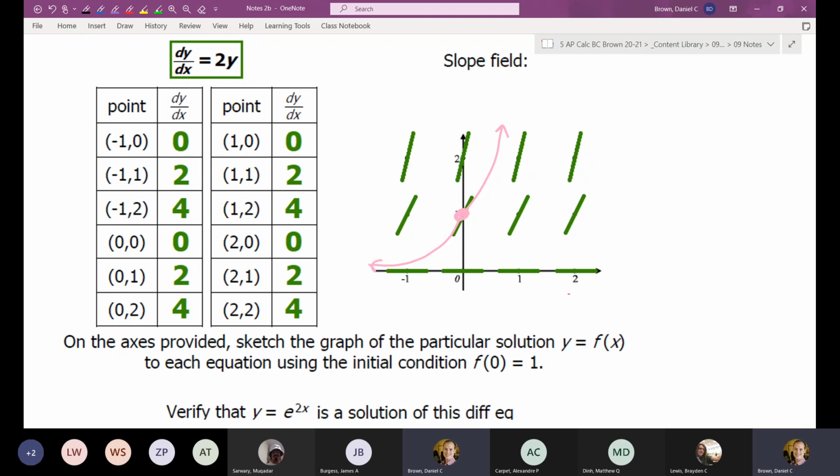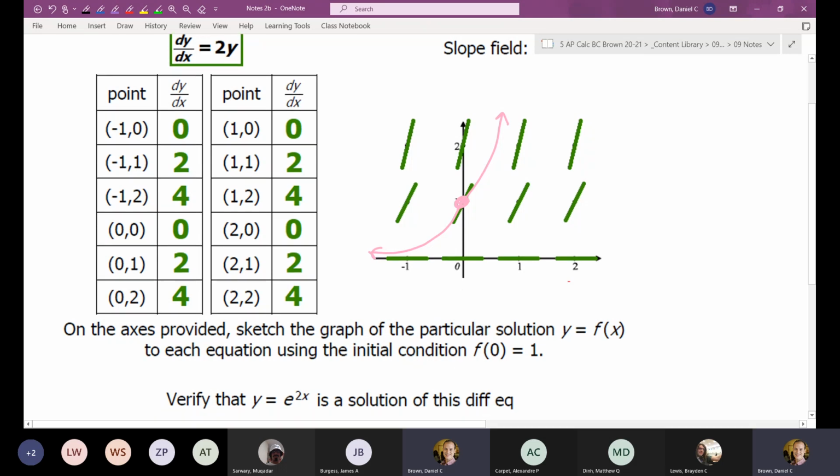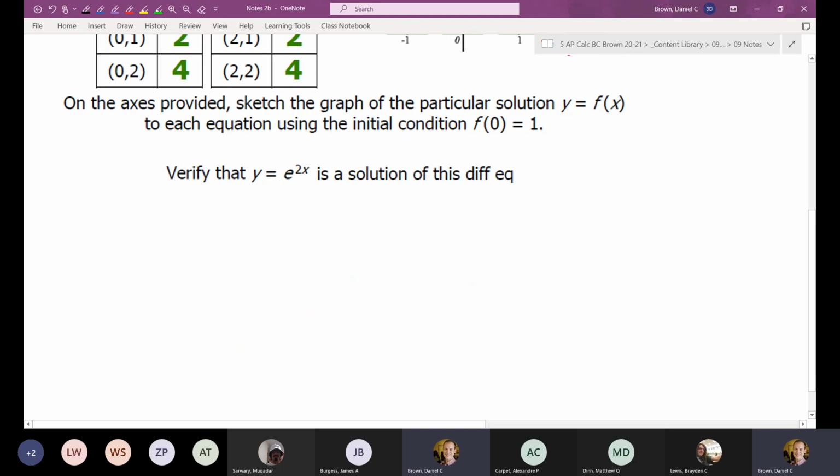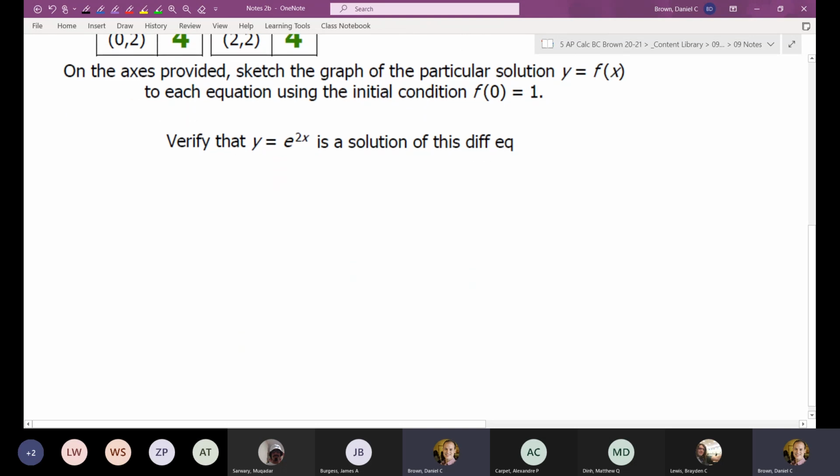Since we can't integrate this one yet, the other skill I want to look at is how we verify that something is a solution to the differential equation. That's what I typed in at the bottom. It says verify that y equals e to the 2x is a solution to the differential equation. I'm just going to rewrite it down here: dy/dx is equal to 2y.